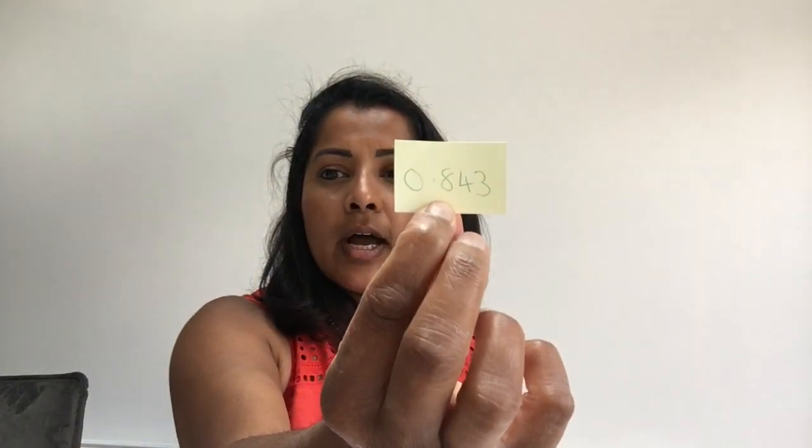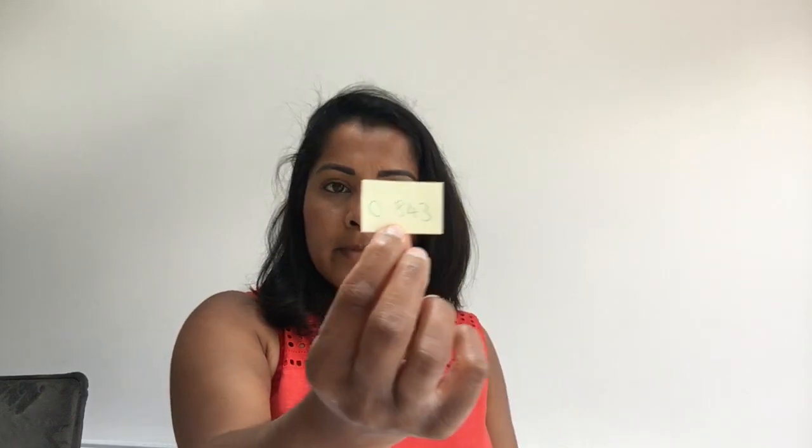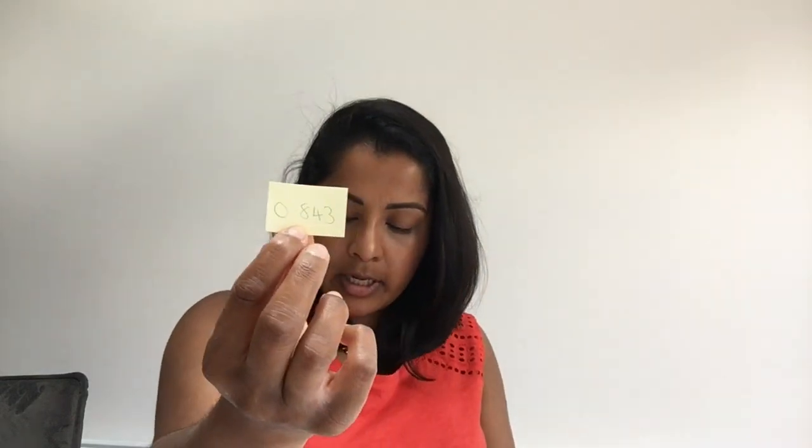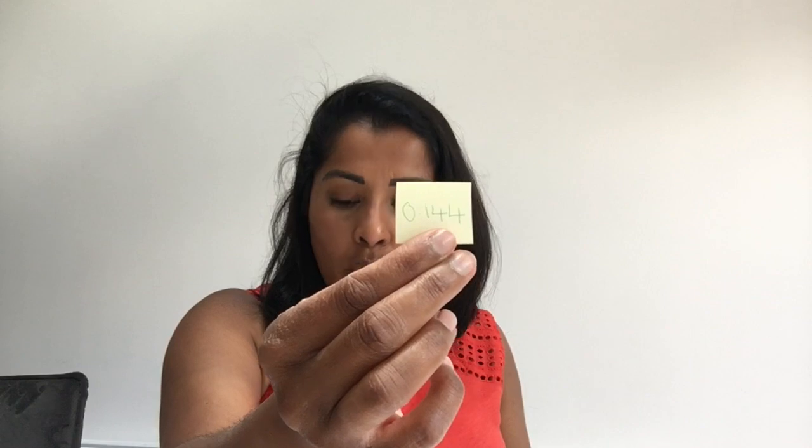That one has got 0.843. Now, I have got an 8 in the tenths column and a 4 in the hundredths column, but not a 3. So that's going to go 8 in the tenths, that will go there. I've got 0.411, which means I've got 4 in the thousandths column, and so on.